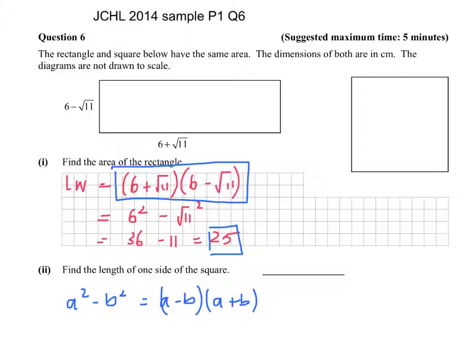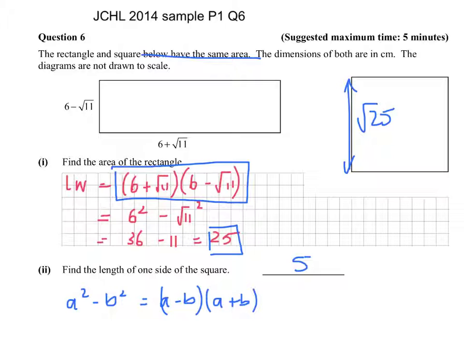Now the answer itself of 25 should be clearly obvious that it's a square number. So it's unsurprising that 25 is the area of both the rectangle and the square, because it tells you they both have the same area. So therefore one length is going to be the square root of 25, which is 5. And if you think about it, 5 times 5, 5 squared is 25. So it gives you the area of the square, so it works.